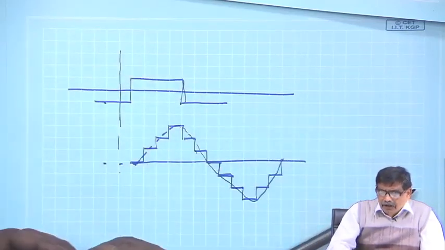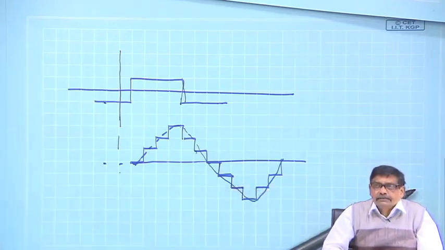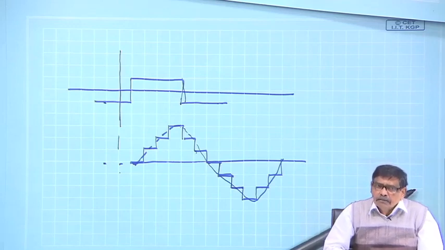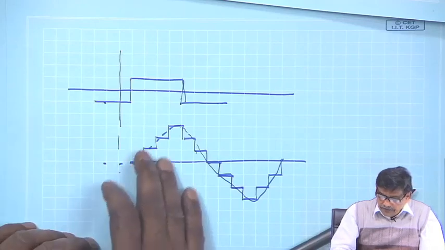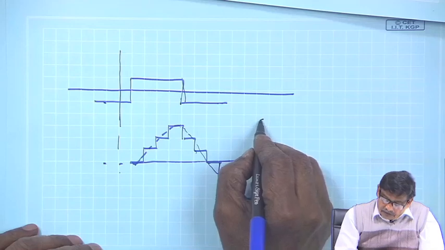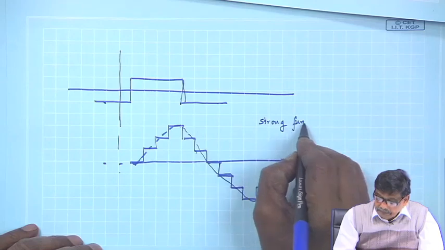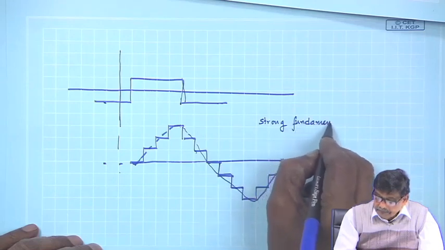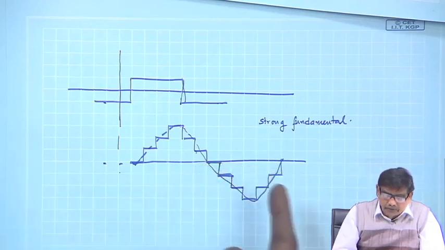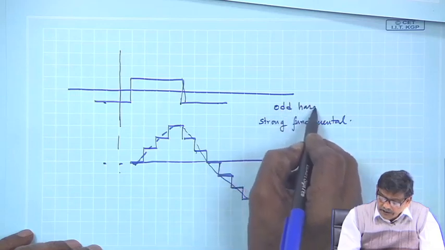This is how you approach a sinusoidal. You cannot do anything better than this in a rotating machine. The Fourier analysis of such a waveform, as I told you, will have a strong fundamental. In Fourier analysis, you know the next harmonics. In this case, it will be all odd harmonics, mind you, no question of even harmonics.